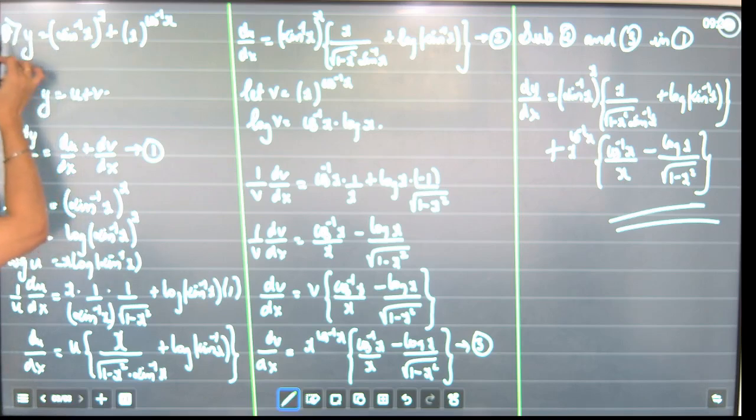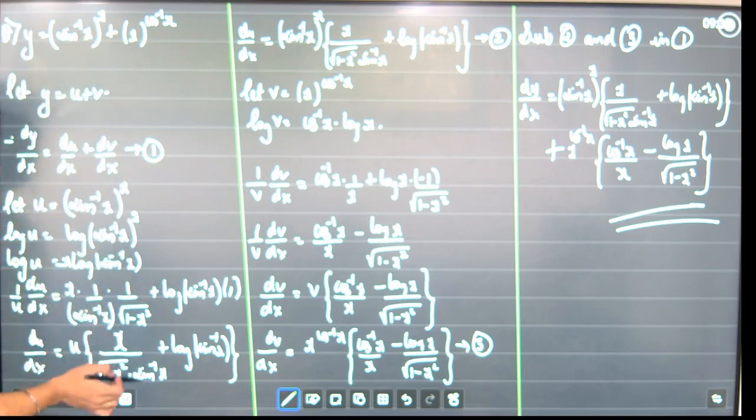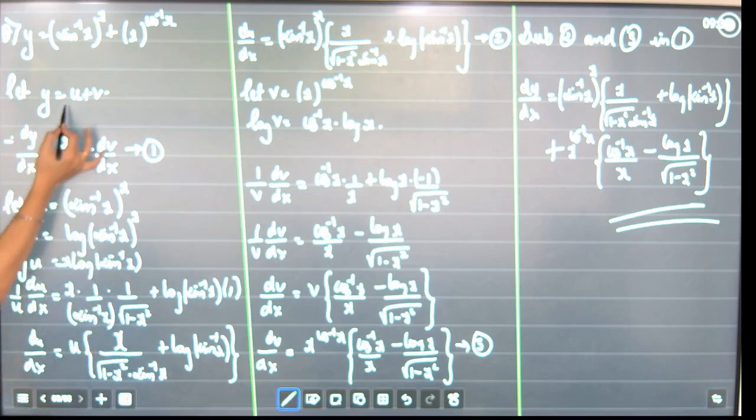If in the first step I take log on both sides, it will become log y is equal to log of this entire thing. It will become more complicated for you. So it's always advisable that you start with y is equal to u plus v. The derivative of y is dy by dx, the derivative of u is du by dx, and the derivative of v is dv by dx. Has everybody understood this? Anybody has any doubts here?